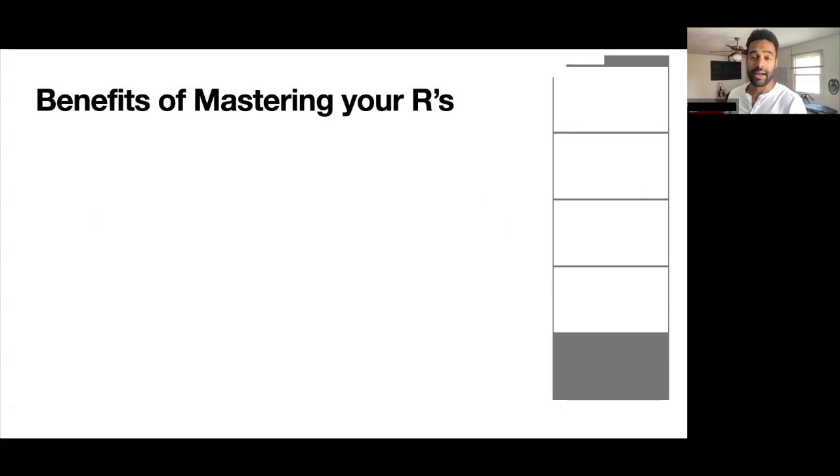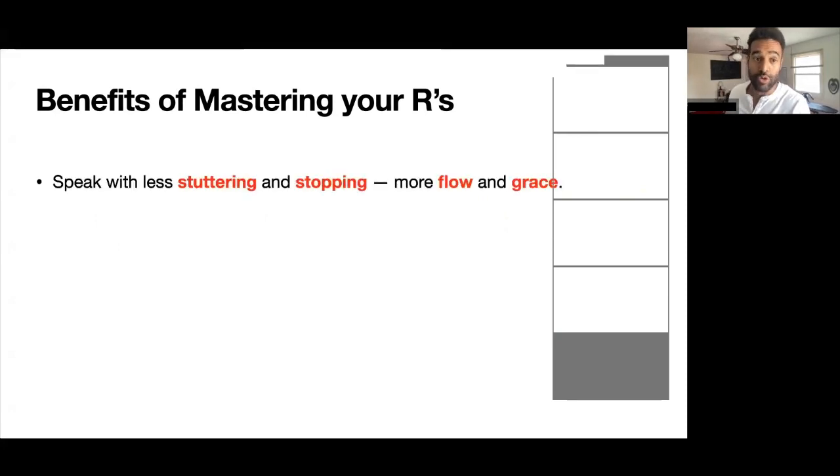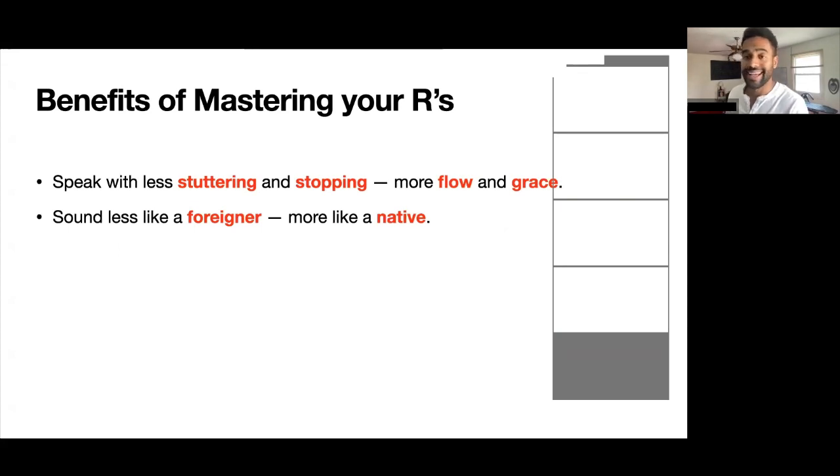Now, if you do take the time to really sit down and figure out how do you move it, how do you get your muscle memory, how do you perfect and master this R sound, the benefits you will experience, well, you will be able to speak with less stuttering and less stopping, thus more flow and more grace. You will sound less like a foreigner and more like a native. You will be more attractive to natives. I don't just mean that in a romantic sense, but when we speak to people, the more they sound like us, the easier it is, the less work we have to do.